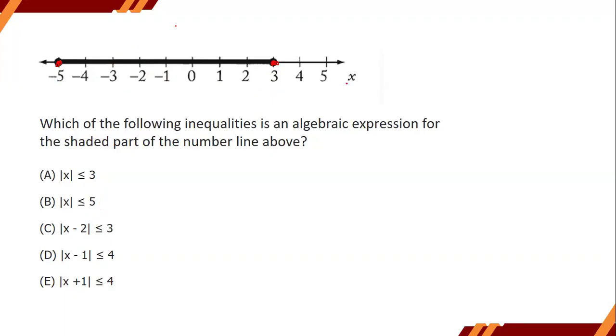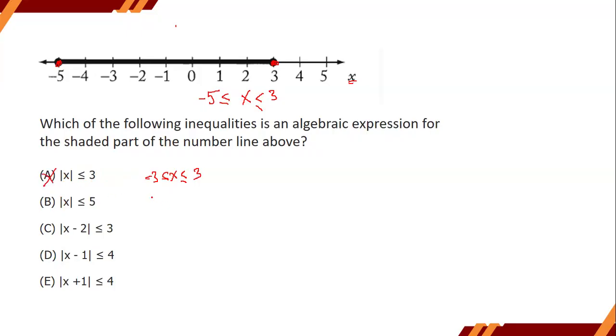Now, in the shaded part, we know x lies from where to where? X lies from -5 to +3, right? Okay, so let's solve this. So if we look at option A, if we go with the visual representation, x lies from -3 to +3. The distance of x from 0 is -3 to +3. But here it is from -5. So this is obviously not the correct answer.